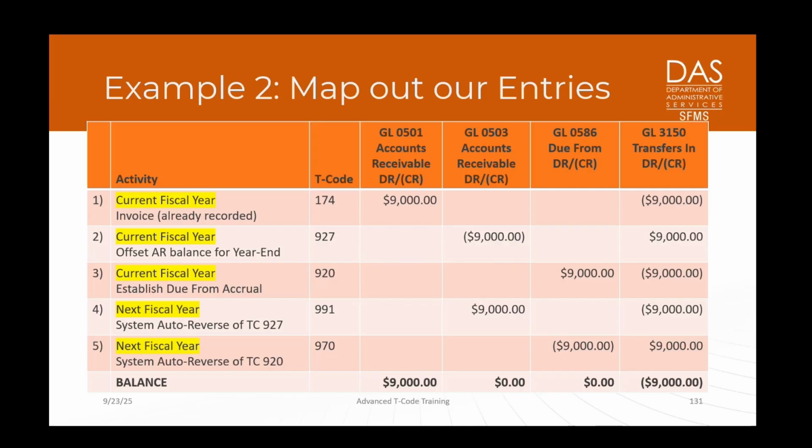I don't go through all the steps to get these T codes, but really the best place to find this information is in the SARS year-end guide. They actually have this specific example in there. So again, the SFMS year-end guidelines and the SARS guidelines can be a really good shortcut.